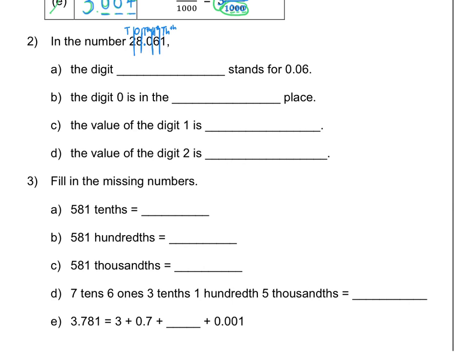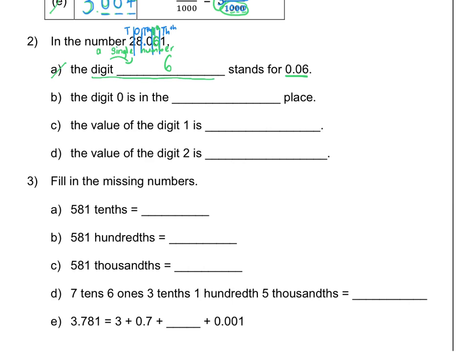Okay, part A. The digit what stands for 0.06? Whenever they ask for the digit, it is actually finding a single number. So if you want 0.06, which digit are we looking at? We are looking here at this digit. It's in the hundredths place, that's why it is 0.06. So what is the digit? The digit will just be 6 because it's a single number.